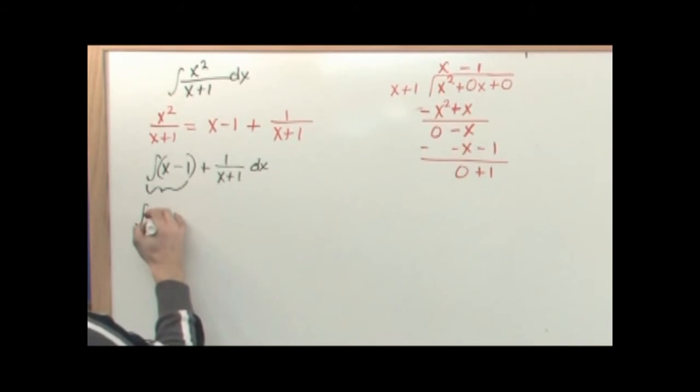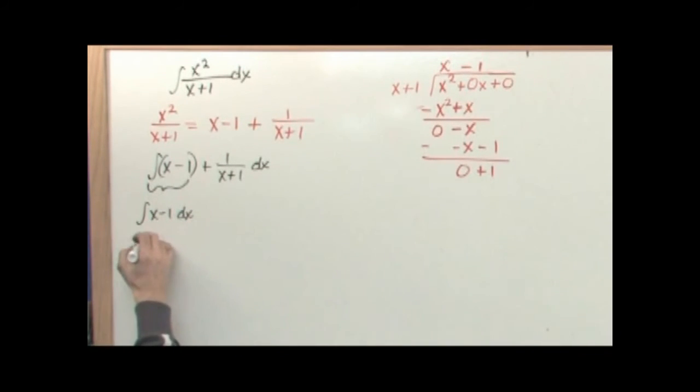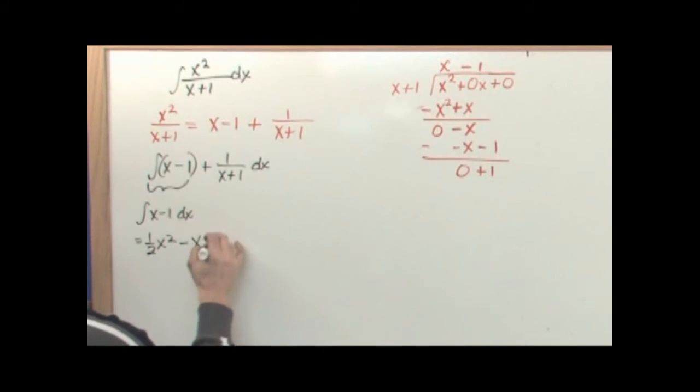So the integral of x minus 1 dx is simply equal to 1/2 x squared. Integration of x is 1/2 x squared, okay, minus x plus a constant, because integration of 1 is going to give you the x. This is your basic integration of polynomials, okay? So that's going to be that one.